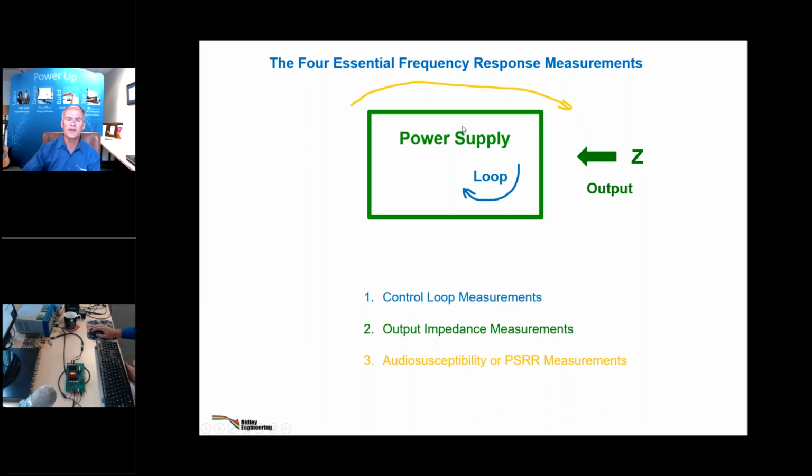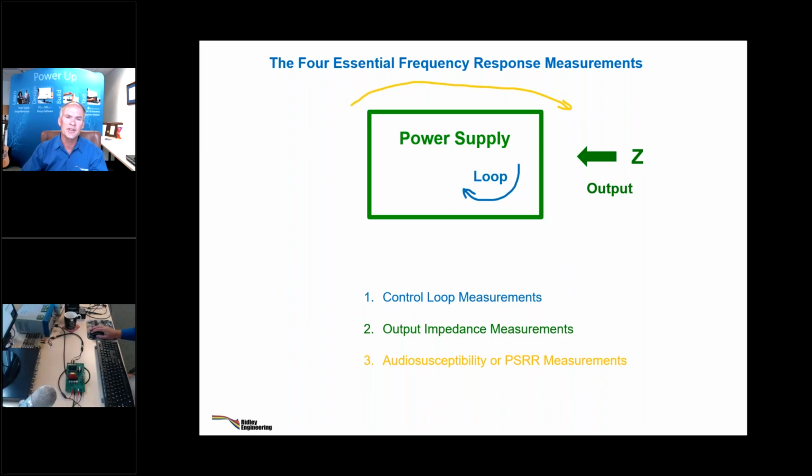Next one is, I don't know how to draw an arrow here that represents this. Maybe a double-headed arrow would have been better, but I'm always a bit late doing the presentations here and getting everything working. Audio susceptibility is the input noise to output noise. Okay, and it was called audio susceptibility because early switches were just about 20 kilohertz or so.